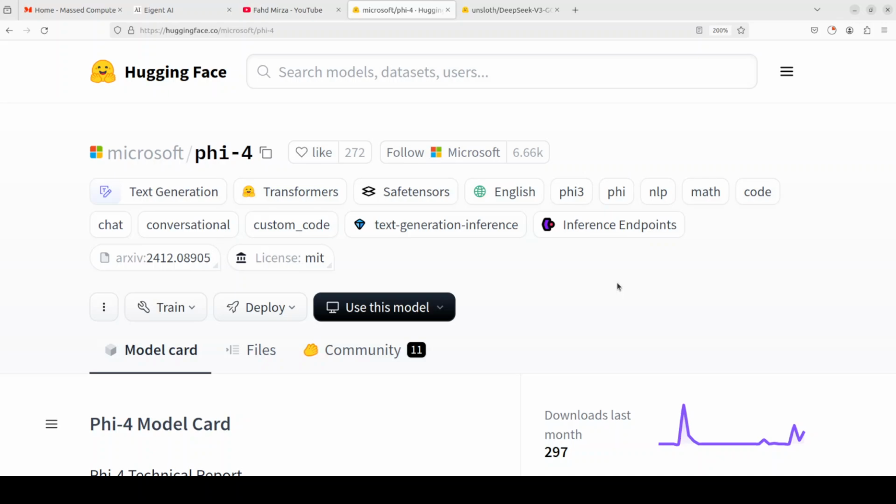If you don't know what this Phi family of model is from Microsoft, this is one of the premier family of models when it comes to small models. I have covered all of the models in the family, so if you're interested in the history of this model, just search with Phi and you should be able to find heaps of videos around it.